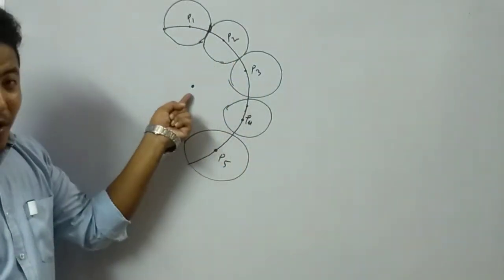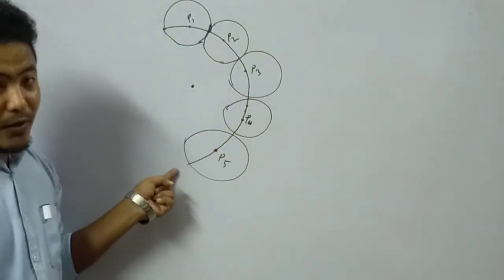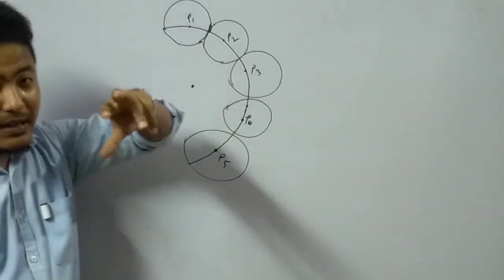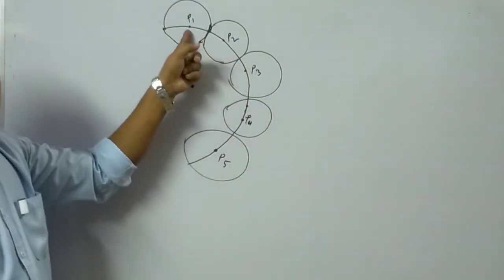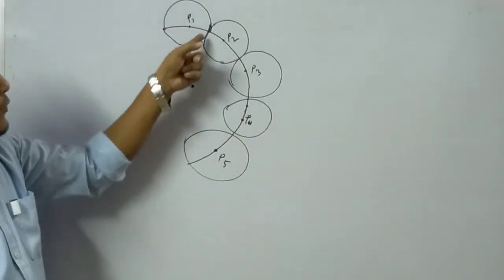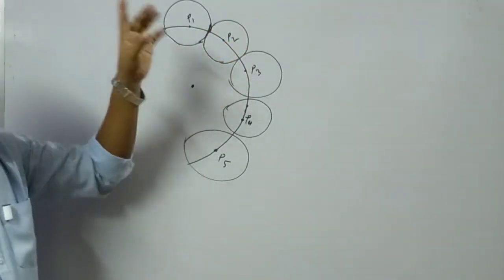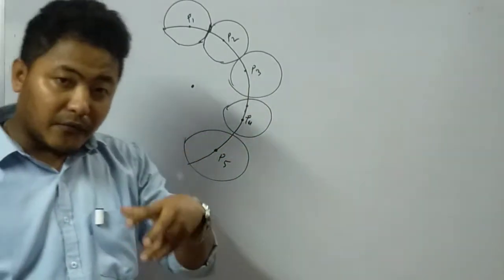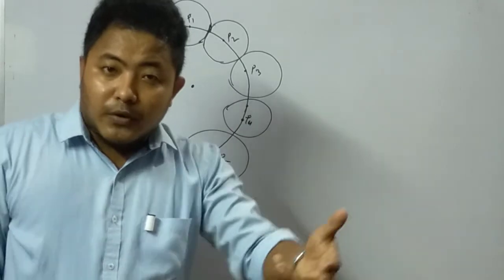This was the point for which this wavefront was produced. Now, all these particles of the new wavefront will again behave like a fresh source. That means this point will behave like a fresh source and will produce one wavefront. This point will behave like a fresh source and will again produce another wavefront. Similarly, all of them will behave like fresh sources of disturbance and produce wavefronts at the same time.